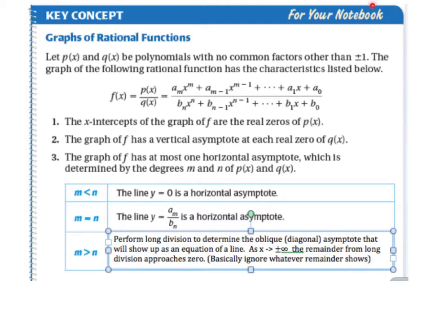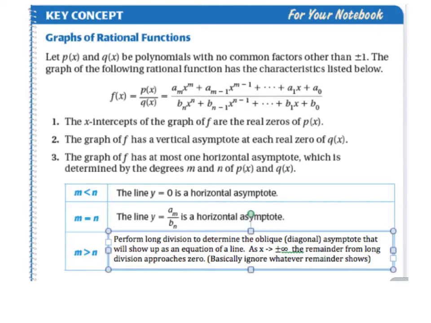So let's make sure we have all of this data in our notebooks. Okay. The second important fact, our vertical asymptotes, which we've been talking about, are the zeros of our denominator. Whatever makes our denominator 0 is undefined and creates a vertical asymptote. We've talked about that. So that's a key concept to continually go back to.